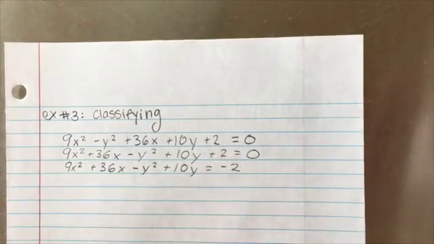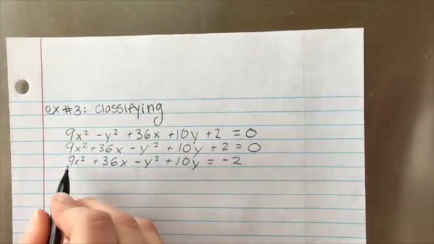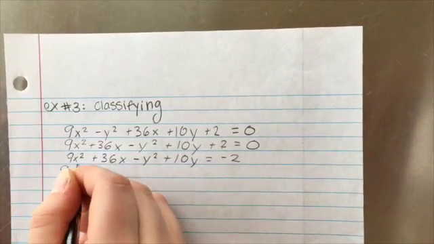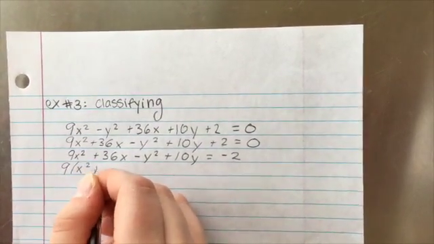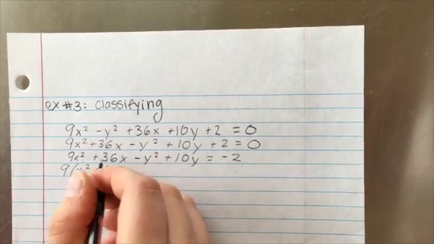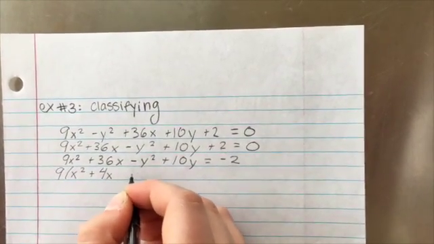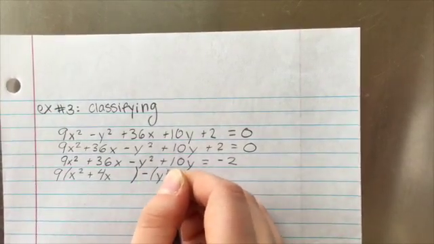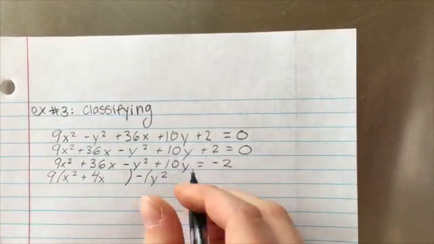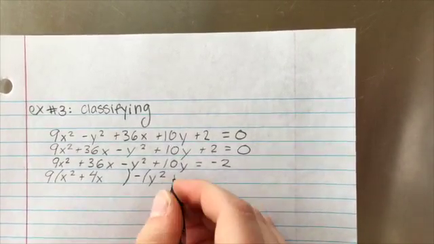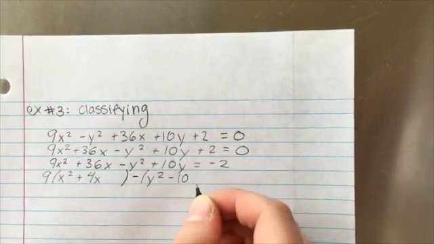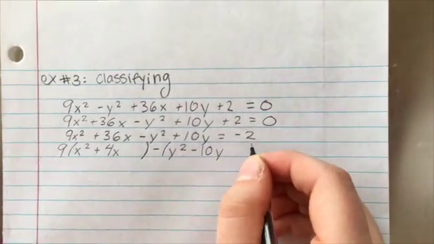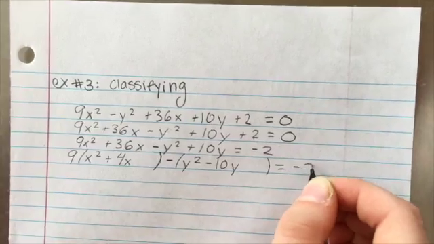And then the next step, you're going to have to complete the square here. So you're going to take the 9 out, so it'll be 9x squared plus 4x, because 36 divided by 9 is 4. And then you're going to leave a blank here. And then it'll be minus y squared. And you have to be careful here because it's a plus 10, so you have to go minus 10y here, so that when you multiply it out, it's plus 10. Leave a blank, equals negative 2.